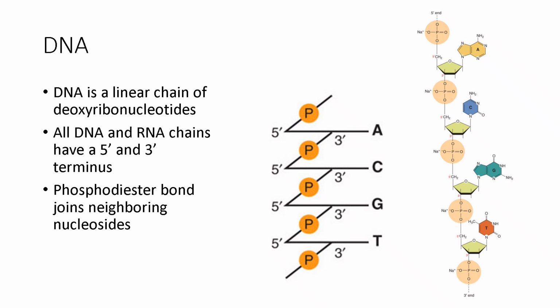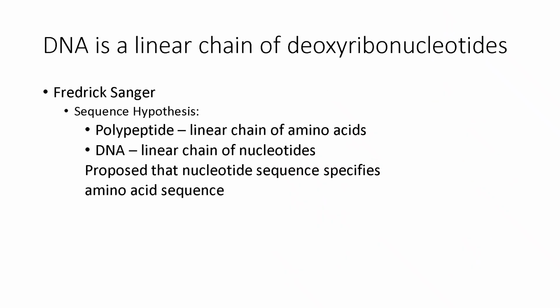DNA, or deoxyribonucleic acid, is a linear polymer of deoxyribonucleotides. Each DNA strand has a directionality defined by its 5' and 3' ends. The nucleotides are connected by phosphodiester bonds, which link the 5-phosphate of one nucleotide to the 3-hydroxyl of the next. This backbone gives DNA its structural stability and integrity. In this linear chain, the order of nucleotides encodes genetic information.